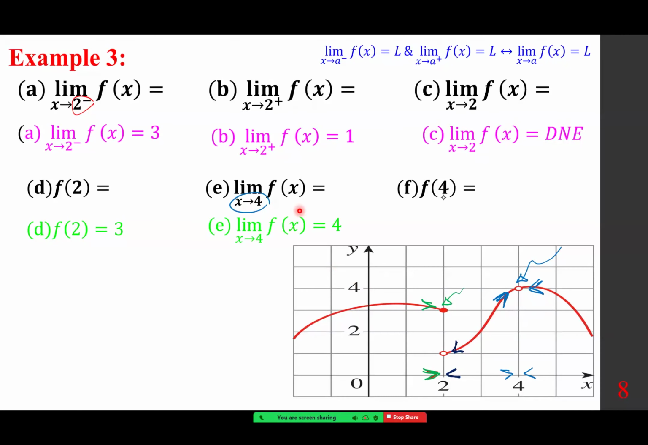Okay. But what is f of 4? You look for a solid point, it doesn't exist. So we say it's undefined. Distinguish between the concept of a limit and a functional value. Those are two different things. Functional value means what happens at that point precisely. Limit says what happens near that point. Okay, two different things.